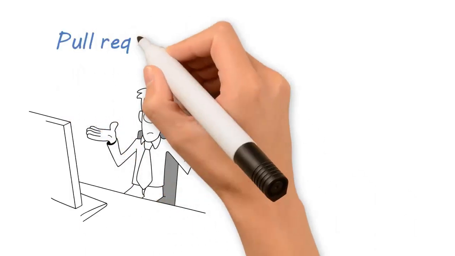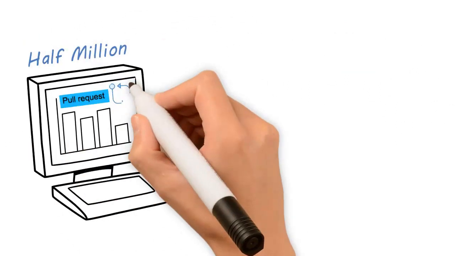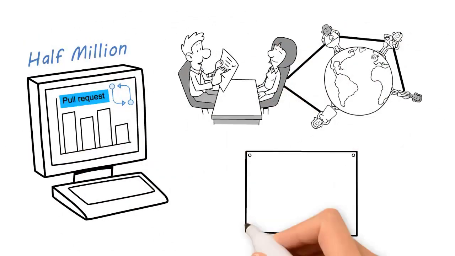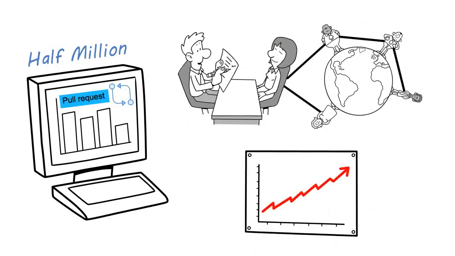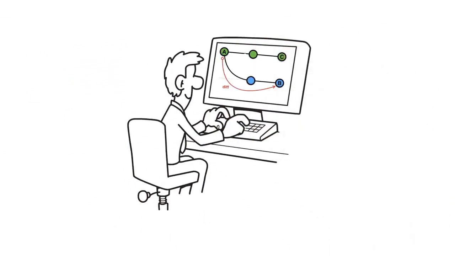What's wrong with pull request reviews and how Softagram wants to fix it. There are over 500,000 pull requests submitted every day worldwide, and the number is increasing rapidly. Traditionally, you would start reviewing the pull request by looking at the diff.